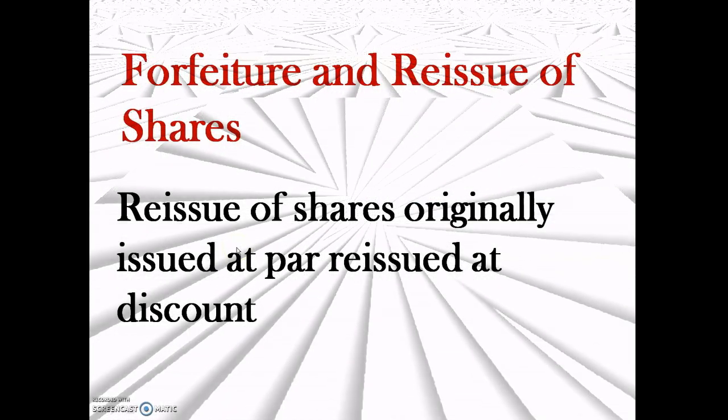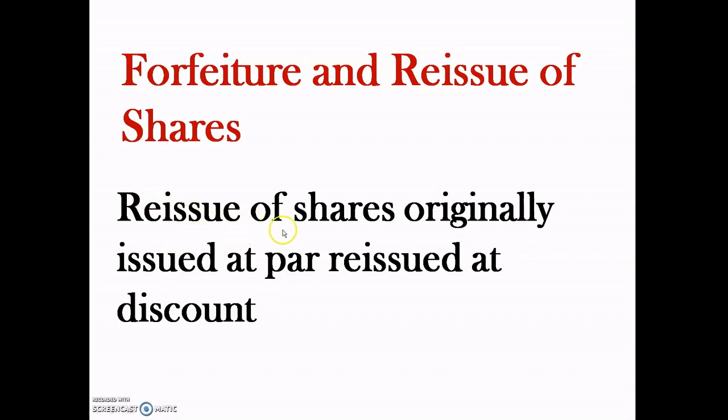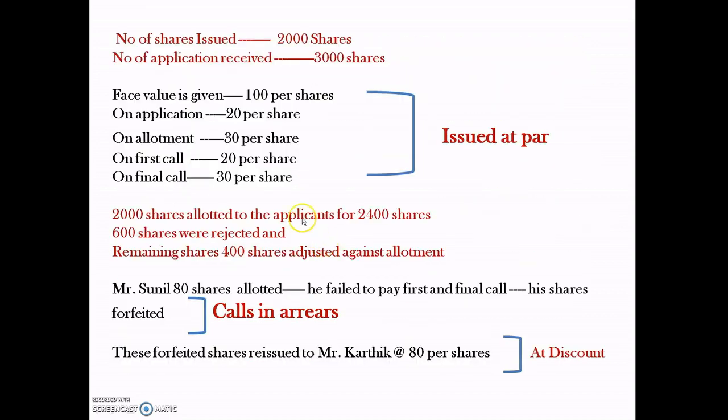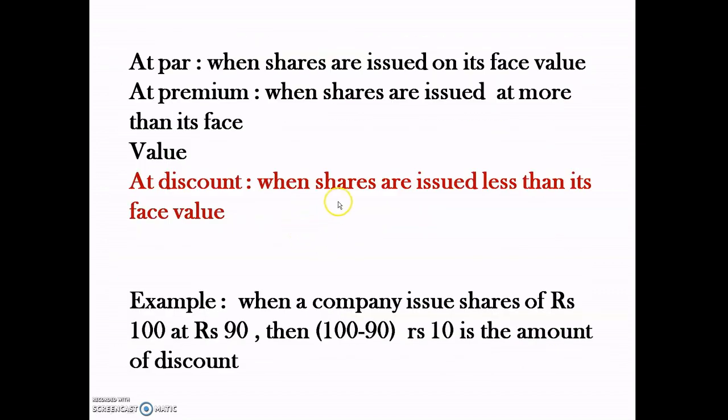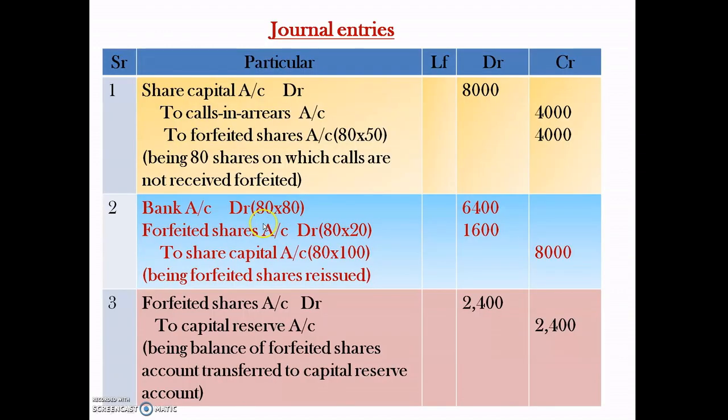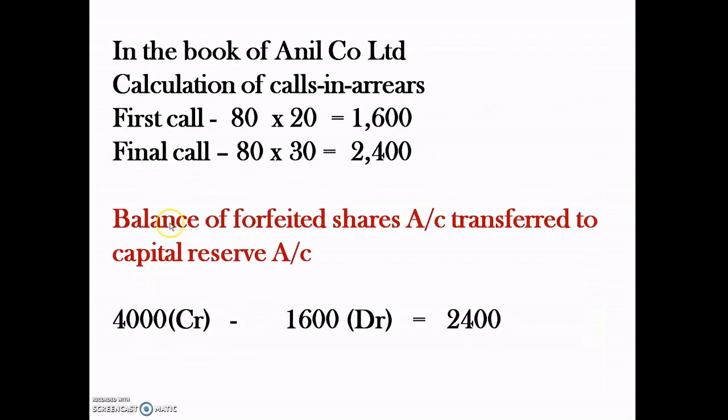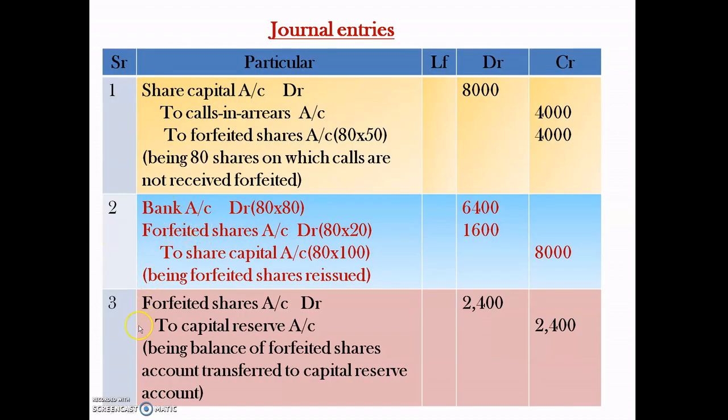Okay students, so this is the problem which is based on reissue of shares originally issued at par and reissued at discount. So what do you mean by discount? I have explained here. When the shares are issued less than its face value, we can say the shares are issued at discount, and these are the two new entries for reissue of shares.